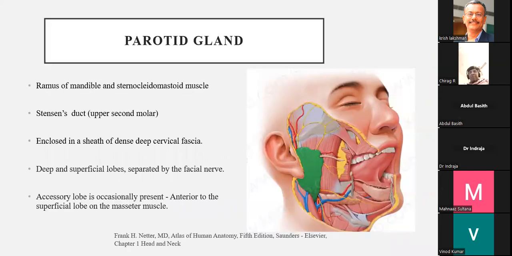I'm going to talk about the anatomy of different salivary glands. Parotid gland is present in the parotid space between the ramus of the mandible and sternocleidomastoid muscle. Deep cervical fascia splits to form a superficial layer and a deep layer and encloses the parotid gland. It has a large superficial lobe and a small deep lobe that is separated by the facial nerve. The duct drains through Stenson's duct that pierces the buccinator muscle and opens near the upper second molar. And occasionally, the gland has an accessory lobe present anterior to the superficial lobe and the masseter muscle.